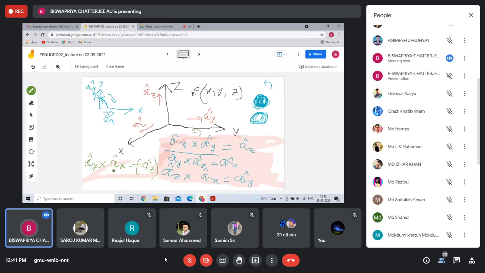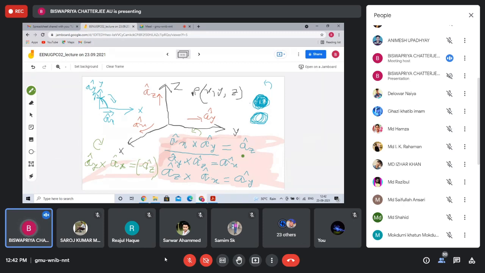But if you are doing this AY cross AX, that means you are giving clockwise rotation. So that means the vector will be generated which will be just opposite to that AZ. It's just an example. A screw you need to insert through the wall. To insert, you are giving clockwise motion, and to take it out, you are giving anti-clockwise motion.